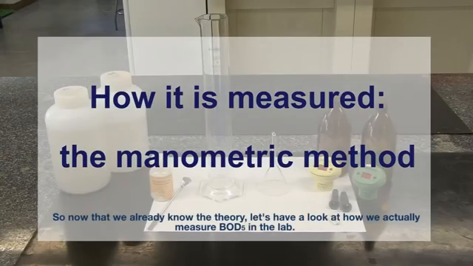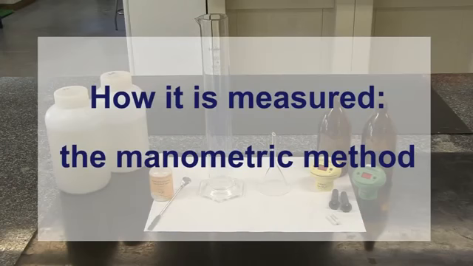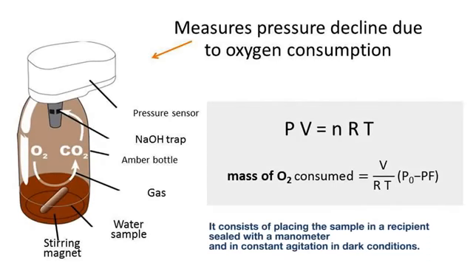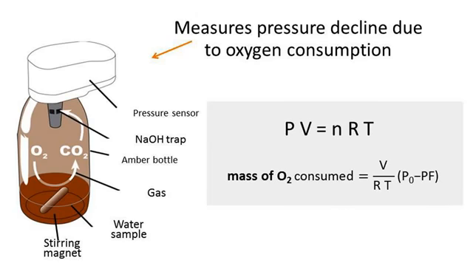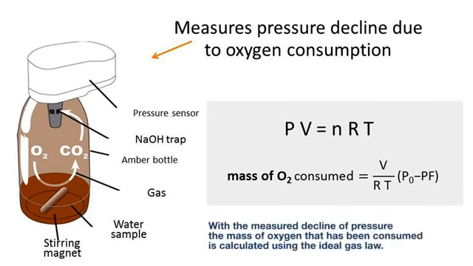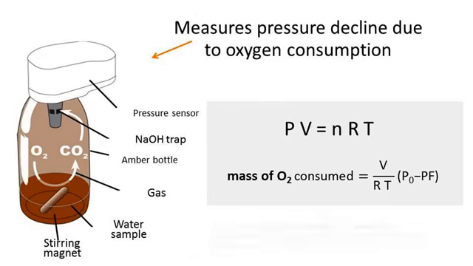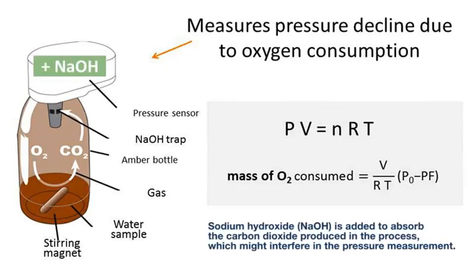So now that we already know the theory, let's have a look at how we actually measure BOD5 in the lab. It consists of placing the sample in a recipient sealed with a manometer and in constant agitation in dark conditions. The manometer measures the decline of pressure inside the recipient caused by oxygen consumption. With the measured decline of pressure, the mass of oxygen that has been consumed is calculated using the ideal gas law. Sodium hydroxide is added to absorb the carbon dioxide produced in the process, which might interfere in the pressure measurement.